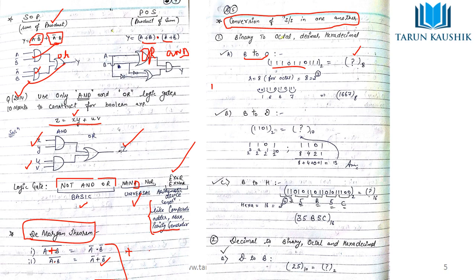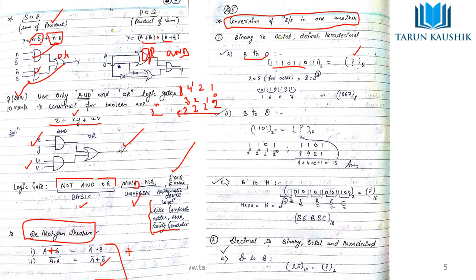So the first digit weight is 1, next is 2, next is 4, next is 8. So I'm going in the form of 2 raised to power 0, 2 raised to the power 1, 2 raised to the power 2, and 2 raised to the power 3, and so on. We will be moving in this direction, 2 raised to power 4, 5, 6, and up to 2 raised to power n.